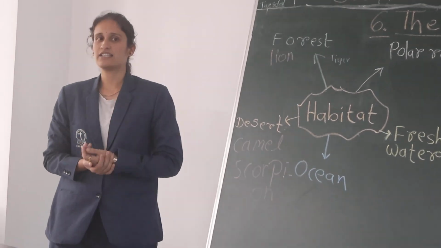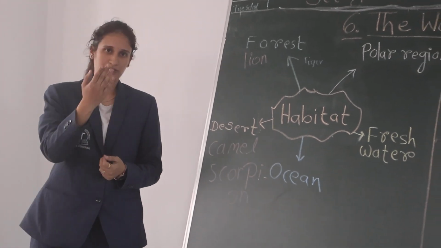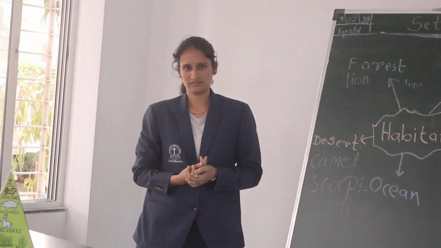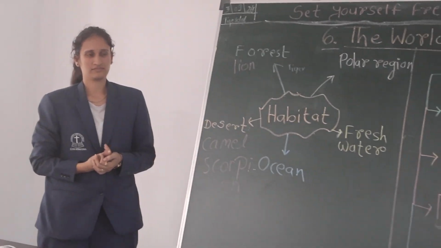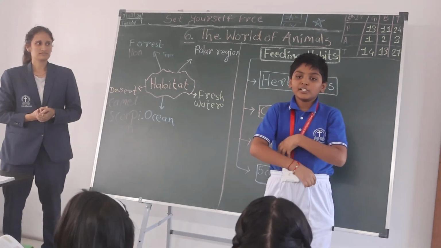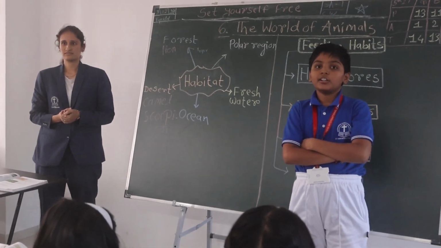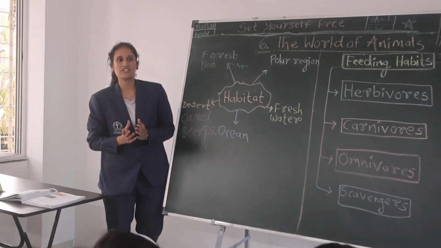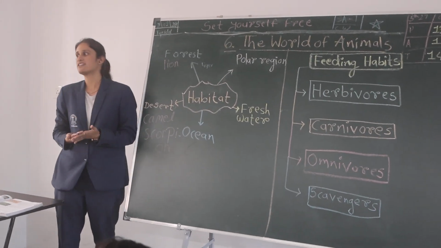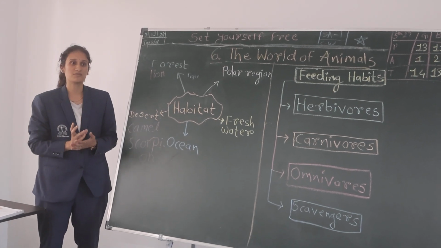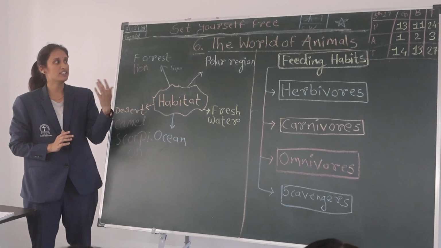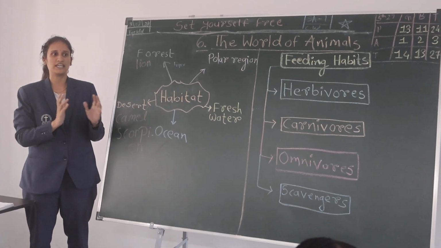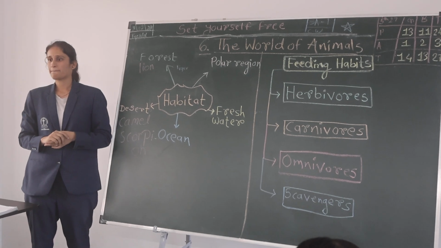So can anyone explain the properties of polar region? Pranav? The region near the North Pole and South Pole on the Earth is called polar region. Yes, polar region is an area which is present near the North Pole and South Pole. But there are some terms which are specific for the region near North Pole and near South Pole. So what is the name for the area near the North Pole?